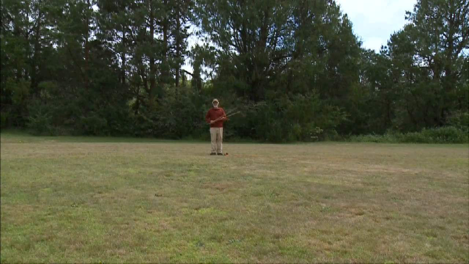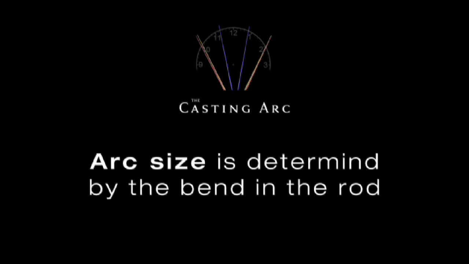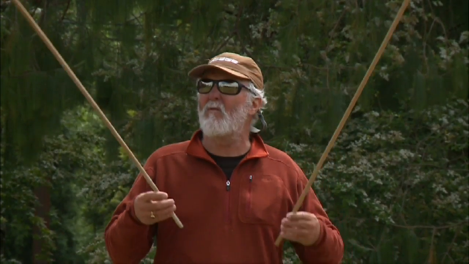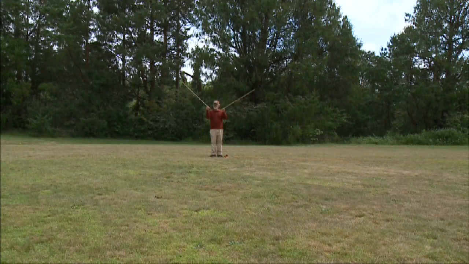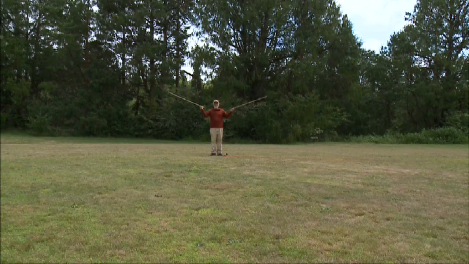I'd like to talk to you about the infinitely variable casting arc. In the good old days they talked about from 10 o'clock to 2 o'clock, but the casting arc we should use should actually match the amount of bend that is in the rod. Now the casting arc is the angle through which we move the rod. So it might be from here to here, from here to here, or even from here to here. The size of the casting arc that we use is determined by how much the rod bends.